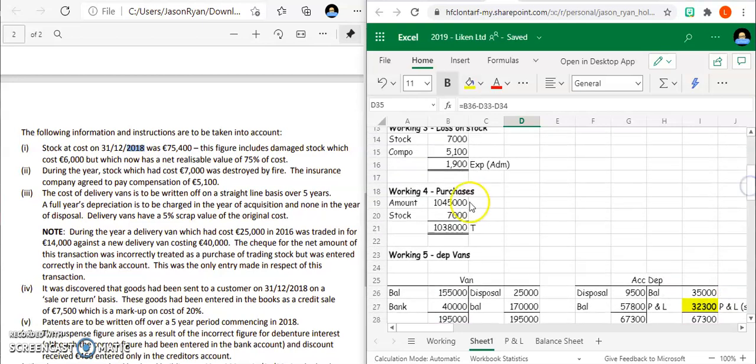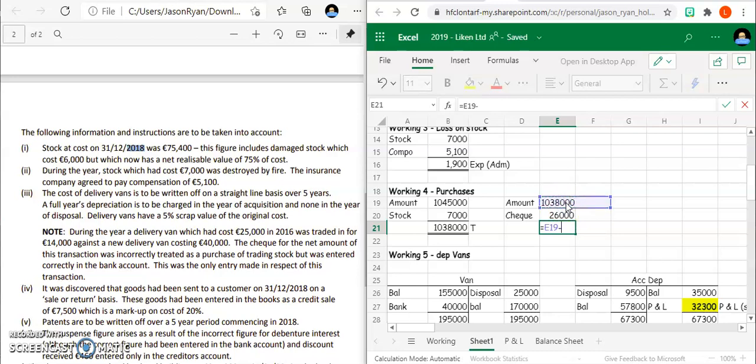So we go back, there's your purchases there. So we have 1,038,000. Then we're going to reduce that by the cheque. And that cheque is 26,000. So that's going to be your new figure then. So 1,012,000 is going to be your new figure. That's going to go into your trading account in the profit and loss.